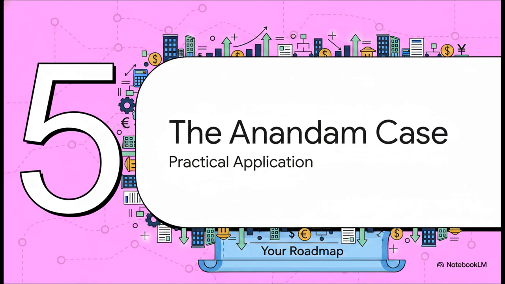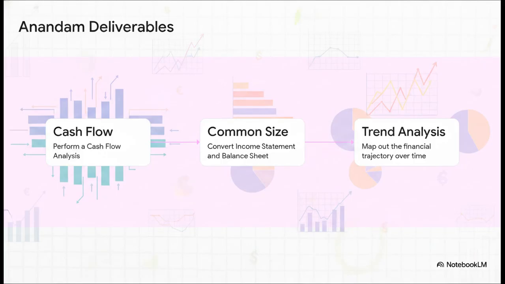Finally, we arrive at part 5, prepping for the Anandam case. All right, this is the practical application phase. This is your exact roadmap for the final assignment. There are 3 major deliverables expected for the Anandam case. First, a cash flow analysis. Second, common size statements. And please note, this requires converting both the income statement and the balance sheet. Third, a trend, or horizontal analysis. You need to really map out that financial trajectory over time.